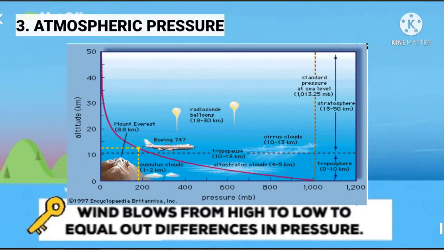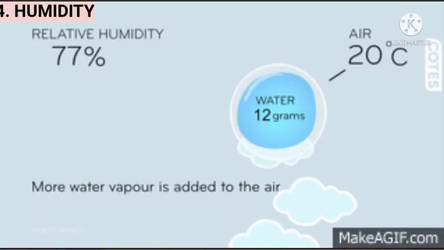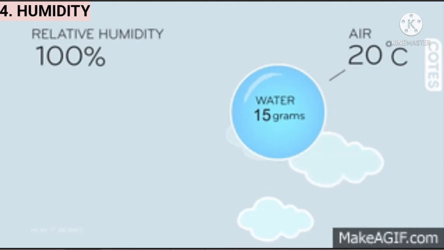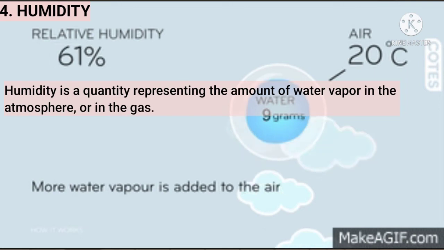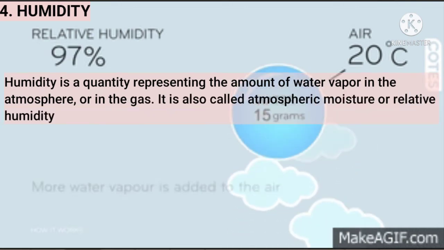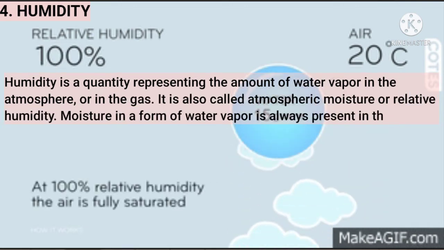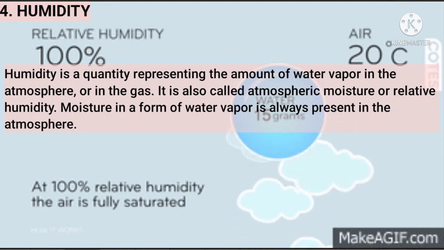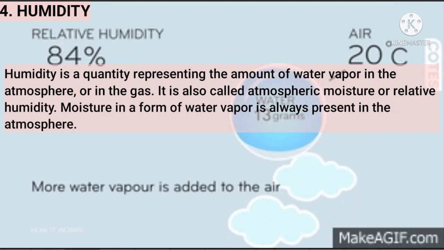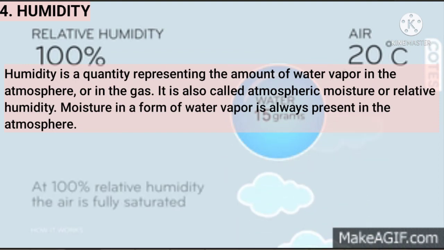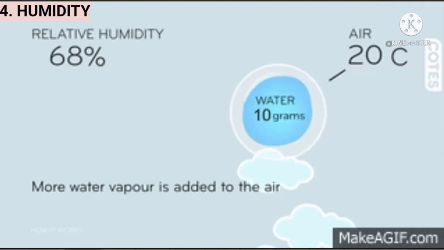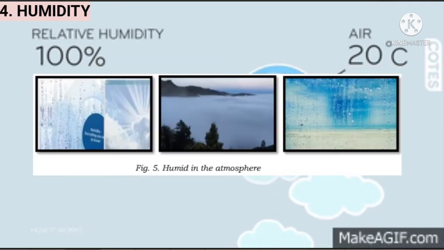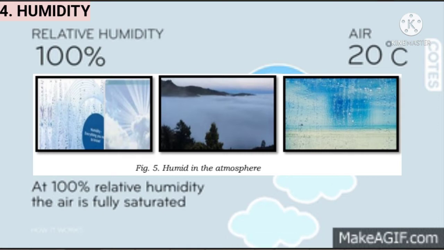Let's proceed to the next number, humidity. Number 4, humidity. Humidity is a quantity representing the amount of water vapor in the atmosphere or in a gas. It is also called atmospheric moisture or relative humidity. Moisture in the form of water vapor is always present in the atmosphere. So you have there figure 5 on the screen, illustrating humidity in the atmosphere.